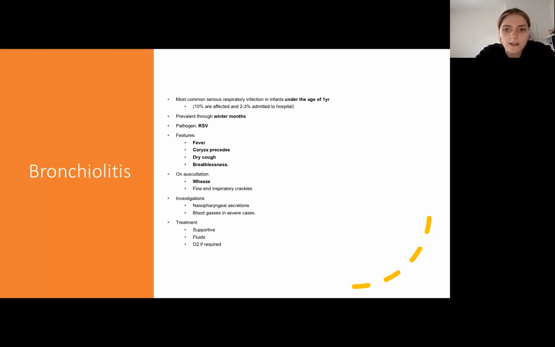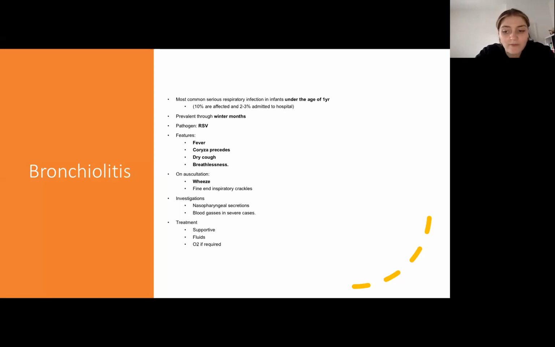Blood gases are done in severe cases, but I've not seen them used unless that child is in severe respiratory distress. I've not seen them used because they're quite painful. You don't really want to be doing that in a child unless you absolutely have to, unless it's going to change your management. So that would be something that ITU would be doing, or anaesthetics, so you won't need to be aware of that.